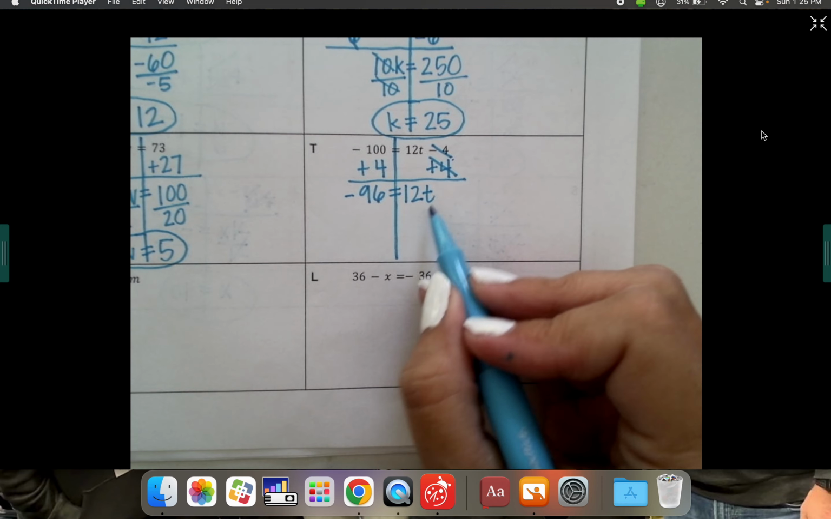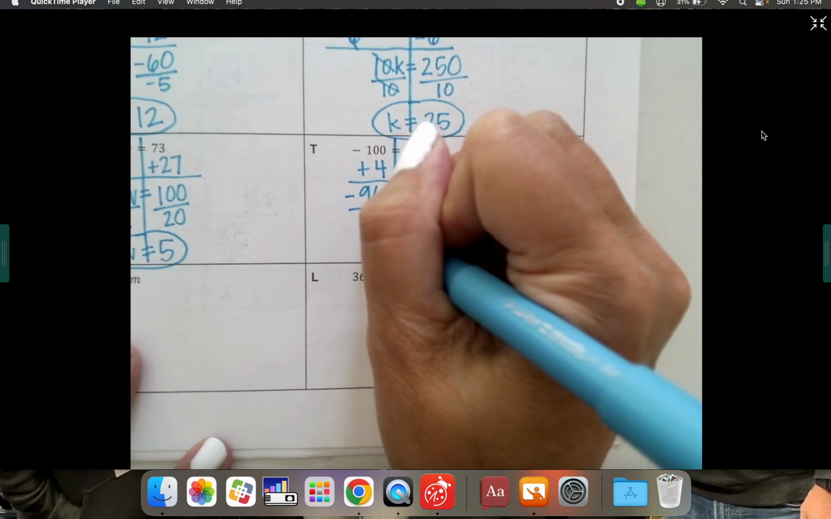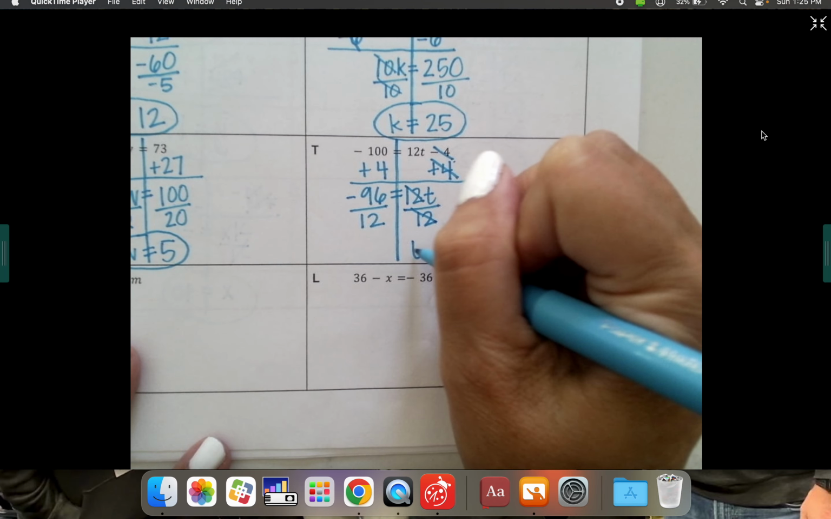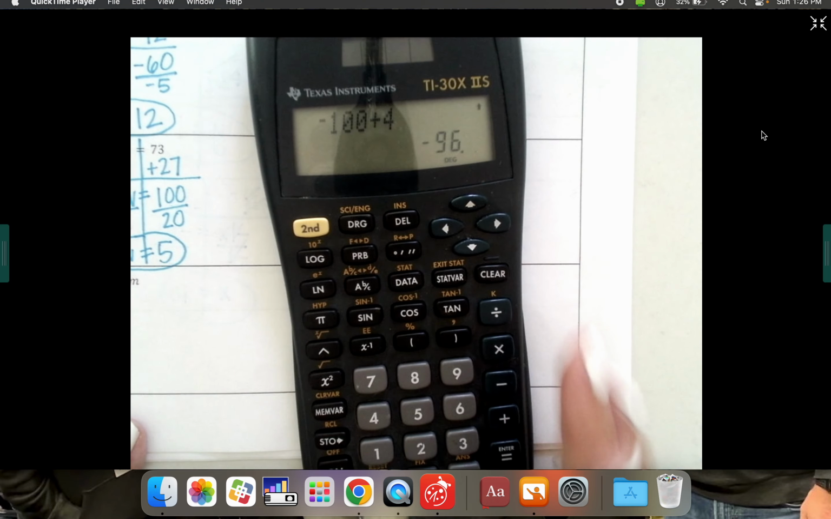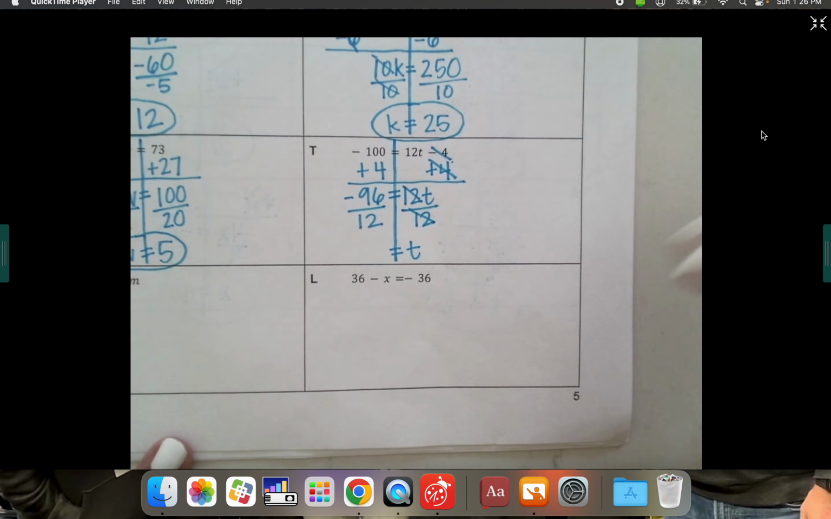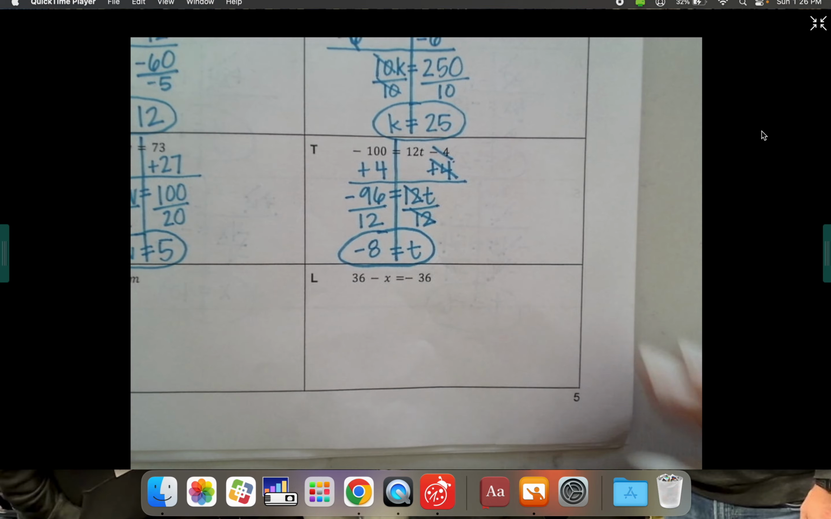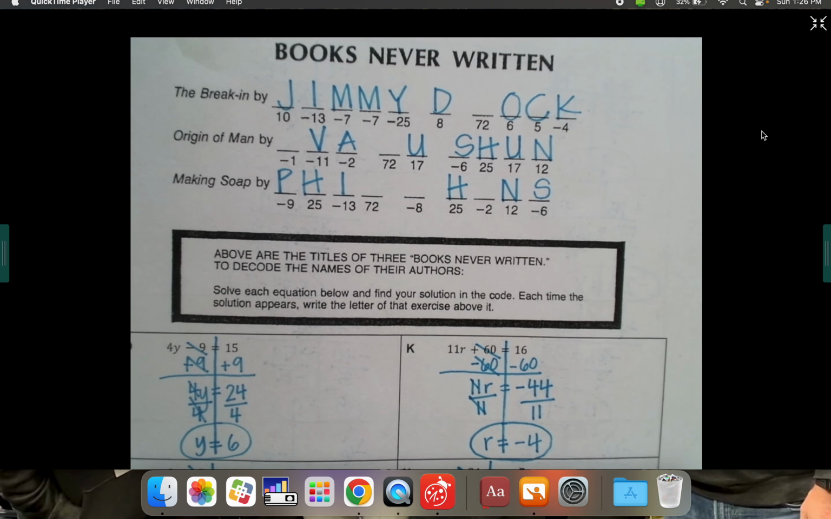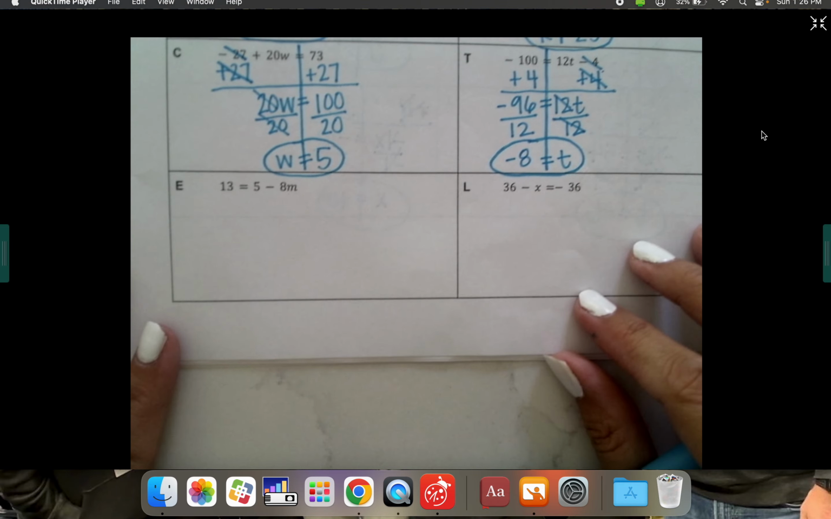All right, T is being multiplied by 12, so we're going to divide both sides by 12. And I'm definitely using my calculator on this one because I don't know what negative 96 divided by 12 is. Negative 96 divided by 12 is negative 8. All right, let's go find our negative 8s and make them T's. That's all I see. All right, last two. Letter E.